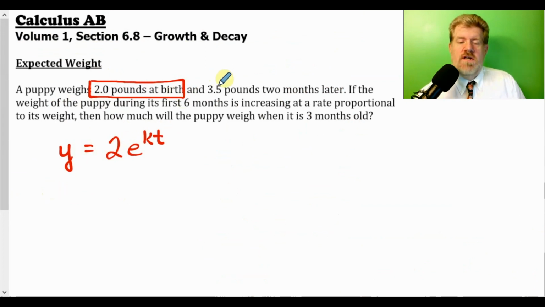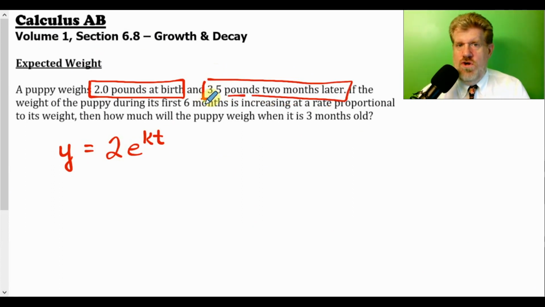And 2 months later, the puppy is 3.5 pounds. Now, why does it interest us to know what the puppy weighs 2 months later? Well, they're growth charts, if you've ever seen them.